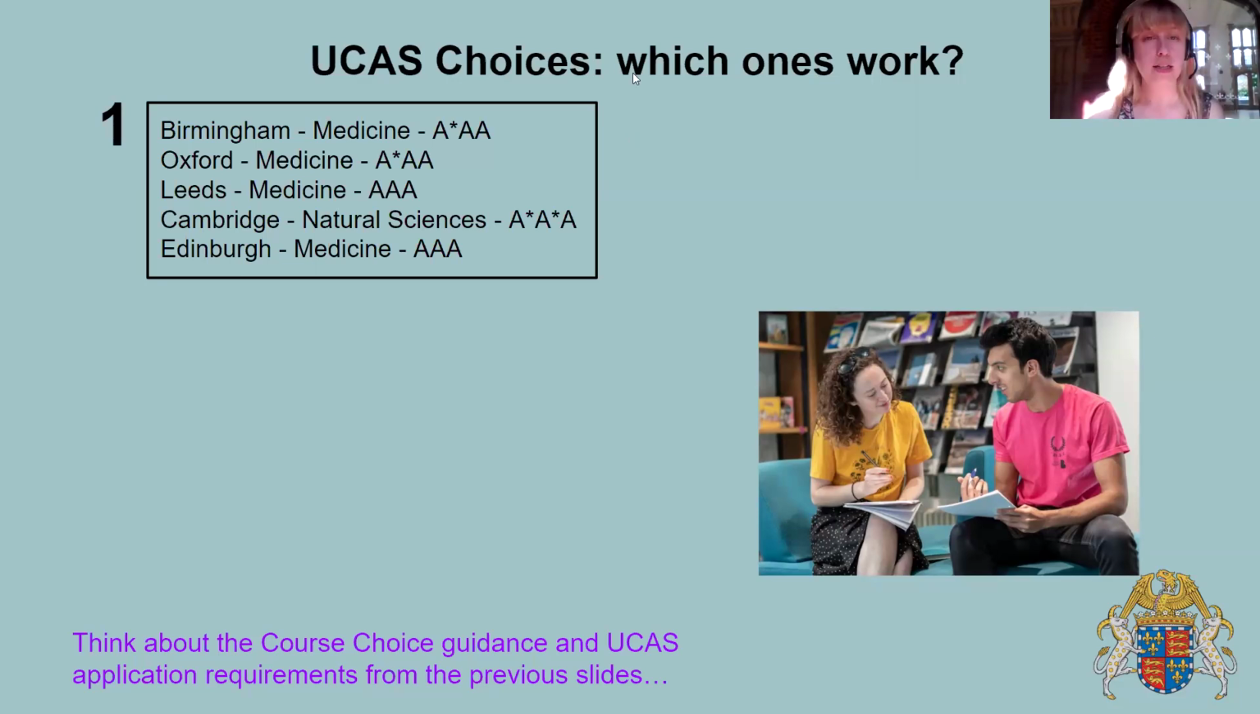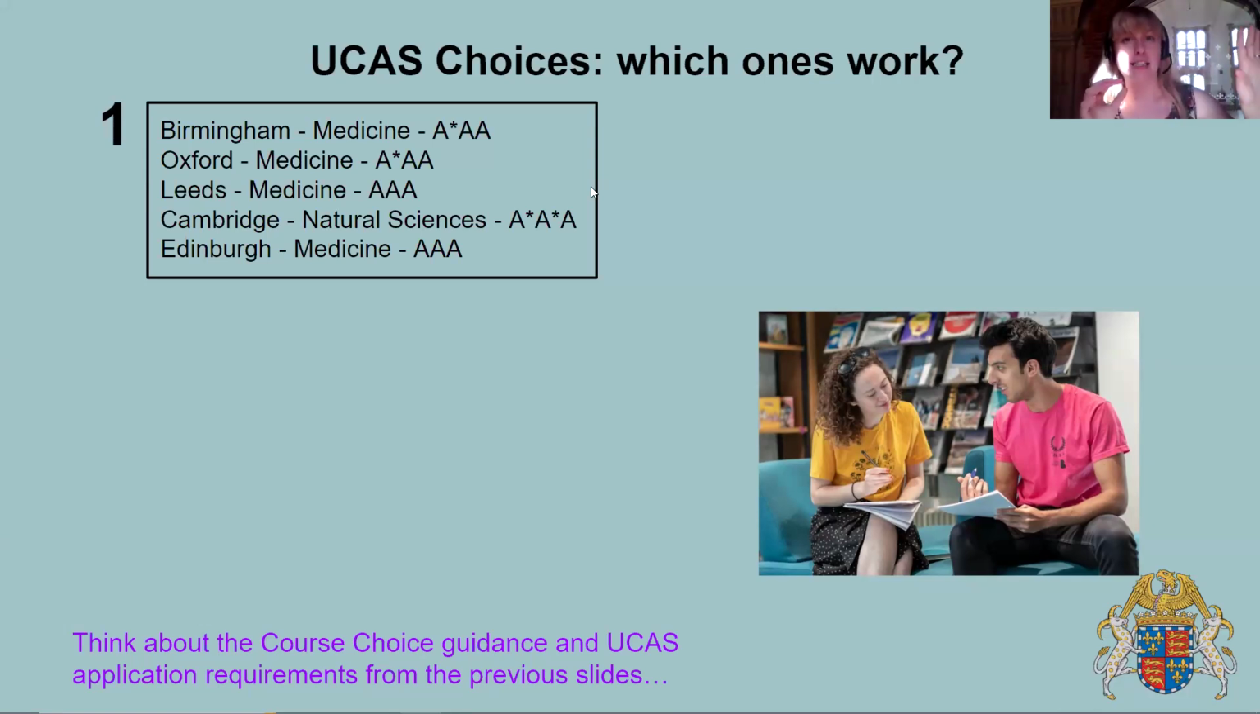I'll give you a moment to have a think about this first one. So thinking about both the typical offers or the minimum offer levels, which are listed there, thinking about the course choice for each of those 5 course choices, and then thinking also about the institutions as well. I'm just going to have a look in the chat. Yes, I think most of you have spotted my very obvious red herring there, which is that I've put both Oxford and Cambridge, and as we've mentioned, you can't apply to both of those institutions.